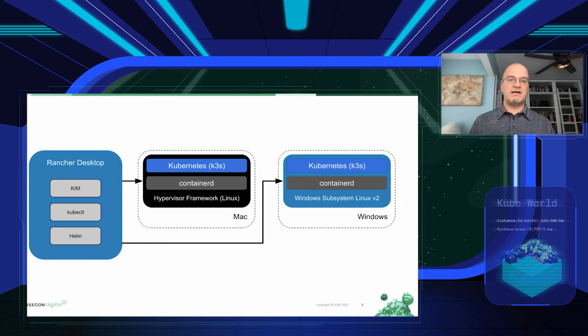When Rancher Desktop interacts with Mac, it creates a Linux virtual machine using the hypervisor framework. And inside of there, it'll spin up Containerd and the K3s distribution of Kubernetes.